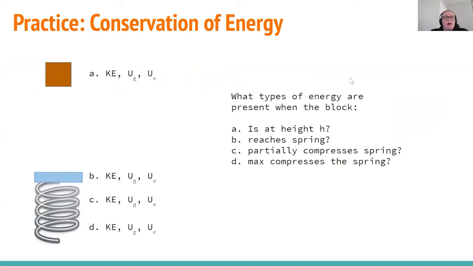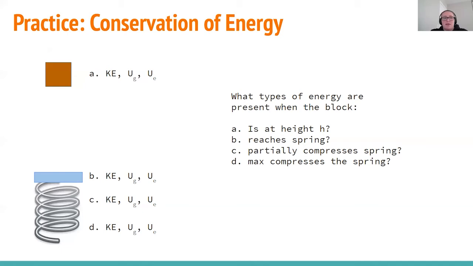So we're going to start here with identifying the energy, because again, we can't really solve for anything to do with conservation of energy unless we can clearly identify what is actually happening in the system. And so that's where we're going to start. And there's 4 points of interest here. We have the initial point where it's at height h. We have the secondary point where it reaches the spring. Then we have when the spring is partially compressed, but not maximum compression. And then we have the maximum compression of the spring.